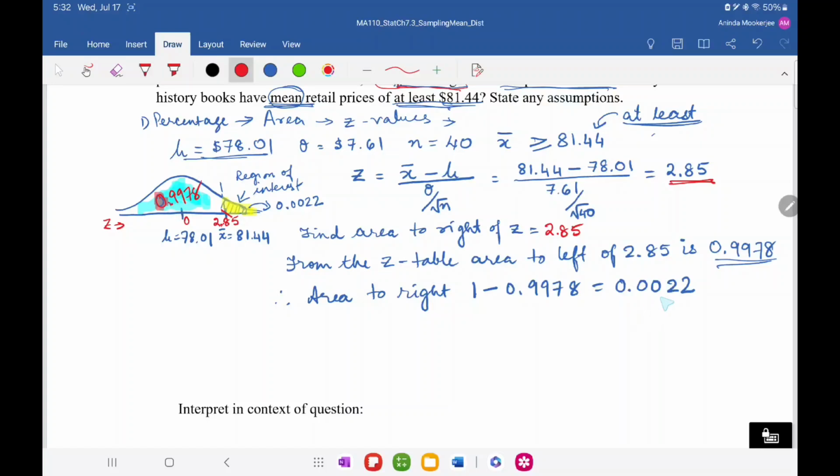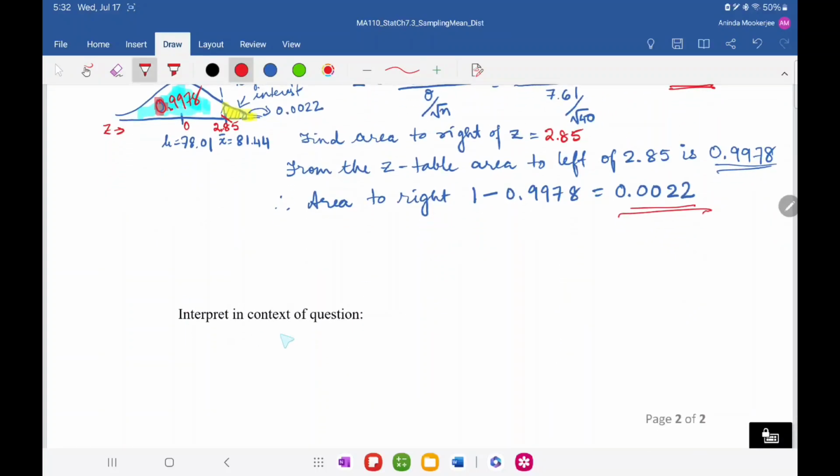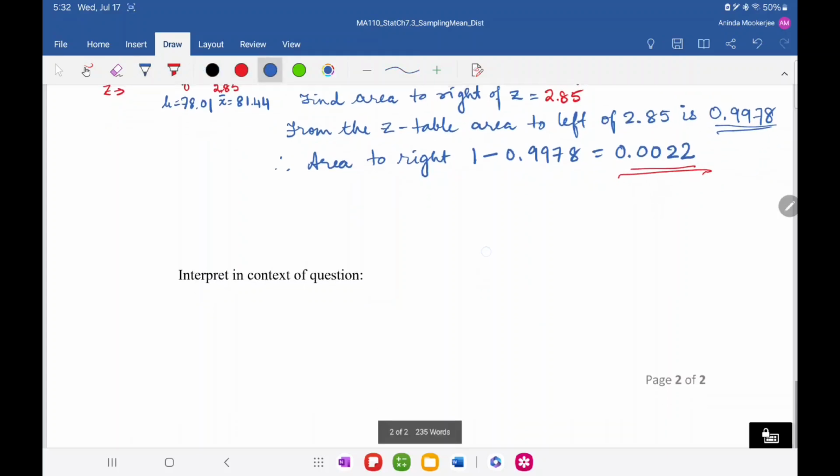All right, so now this is the area to the right, but the question said what percentage. So we have to convert this to a percentage. How do we convert this to a percentage? Multiply it by 100. So it's going to be a very small percentage. The way we interpret or write the final answer is, interpret in the context of the question: 0.0022 multiplied by 100 is 0.22%. It's not 22%. It's 0.22%.